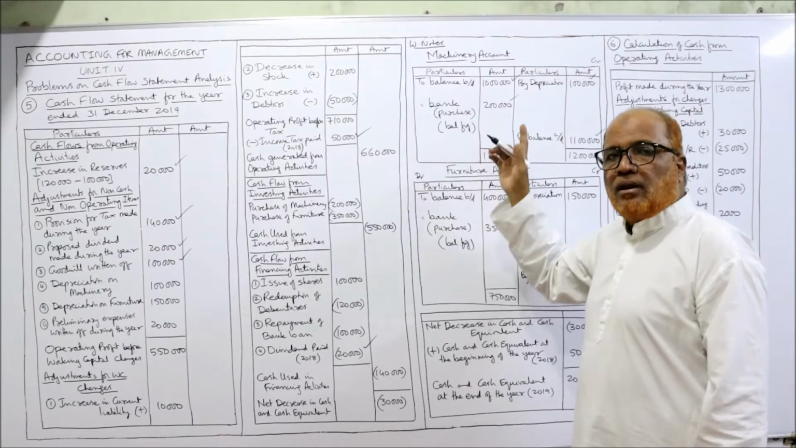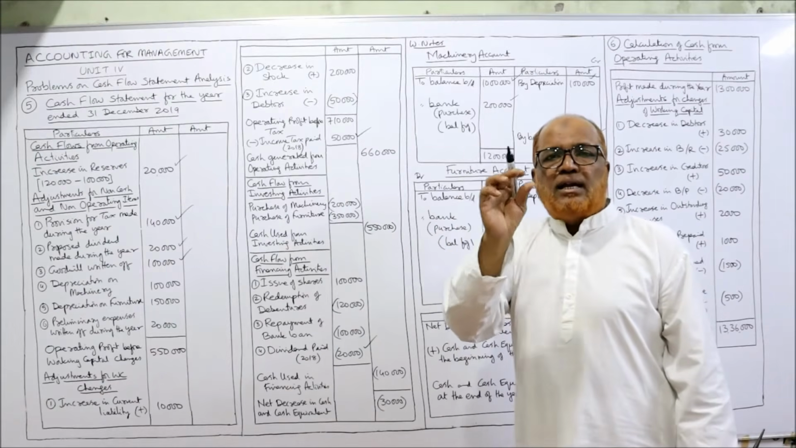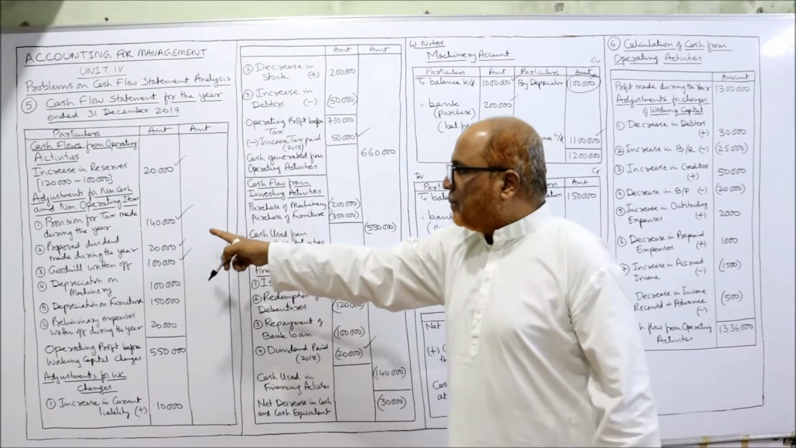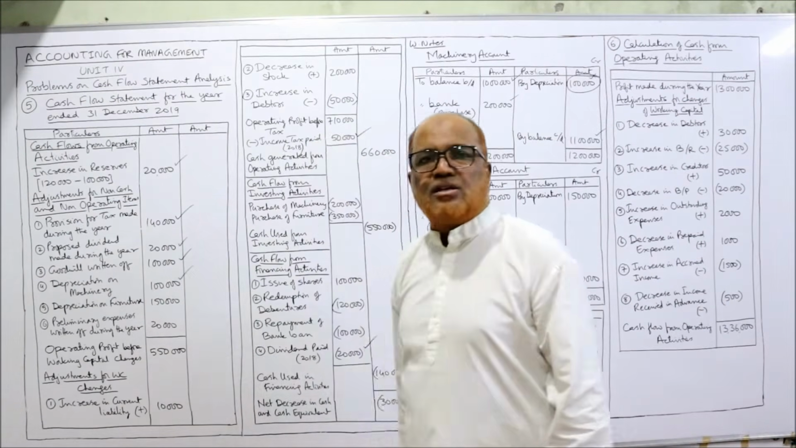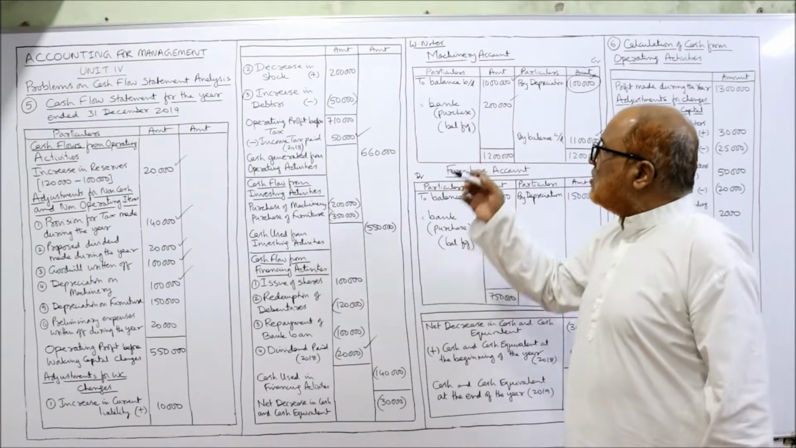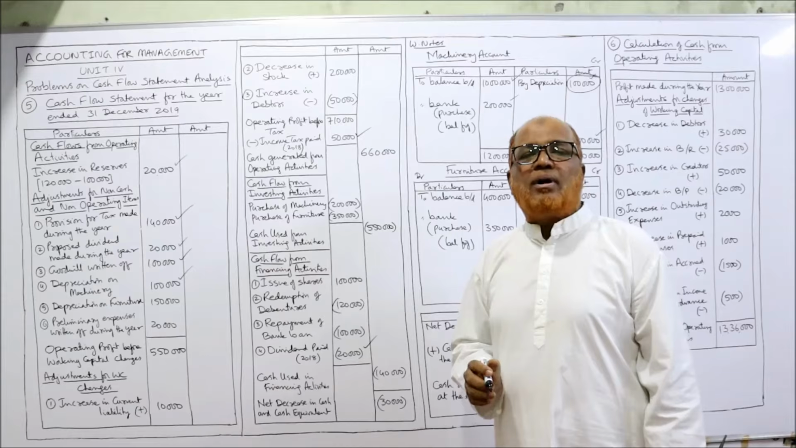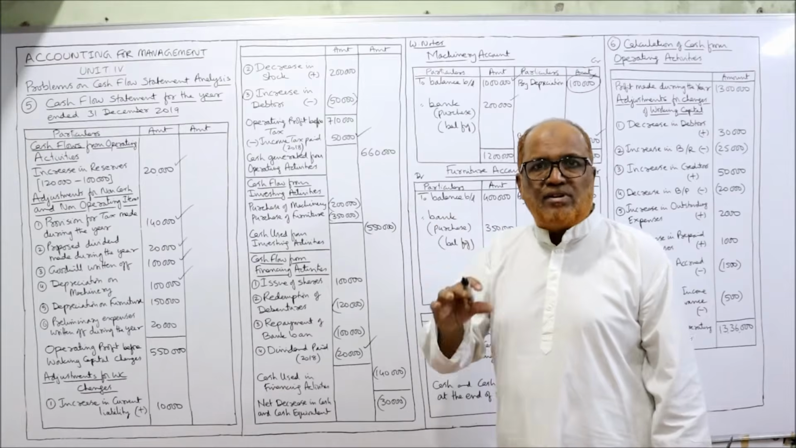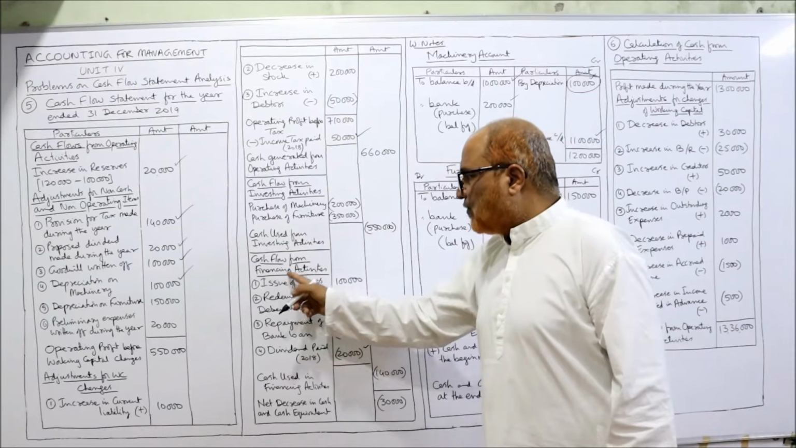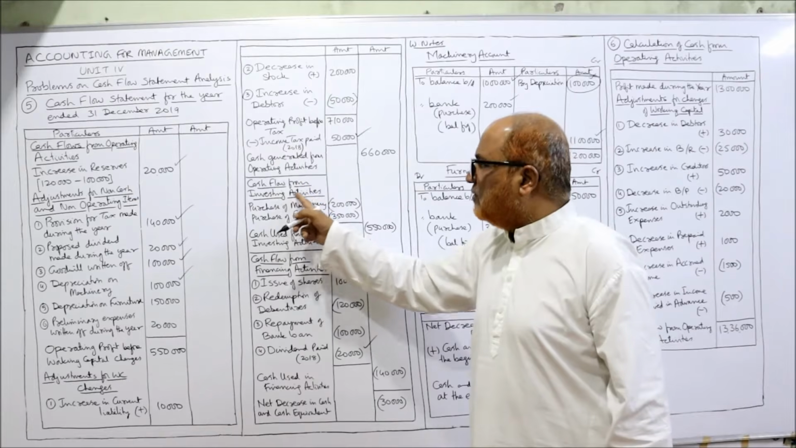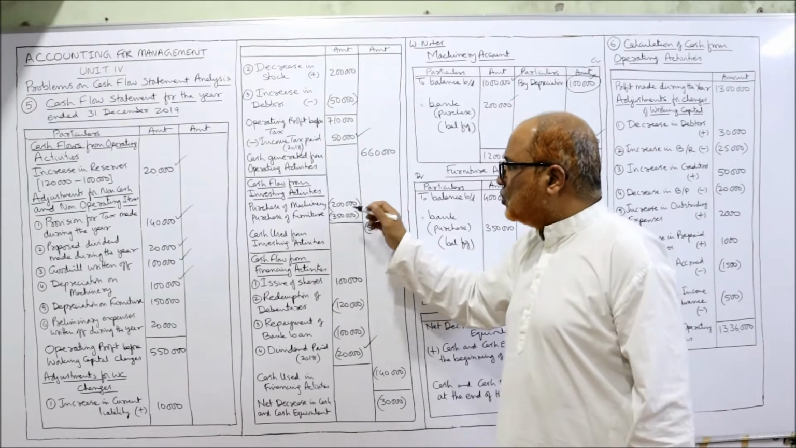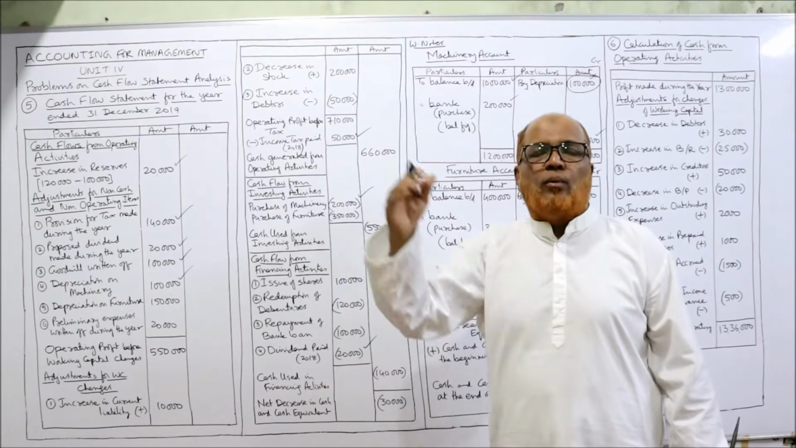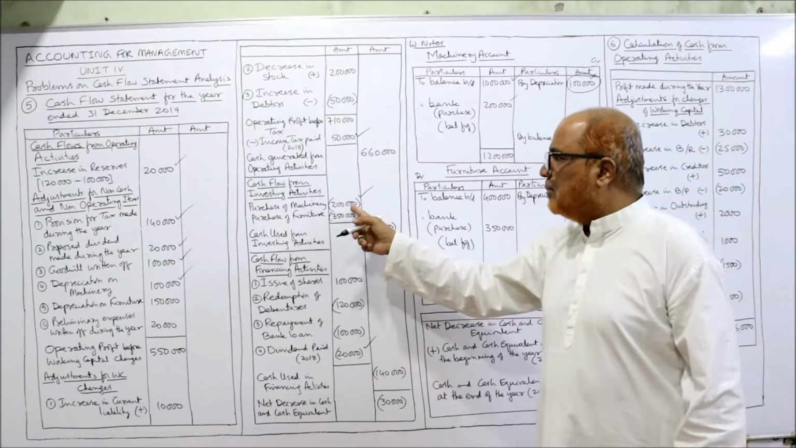Purchase balancing figure. Now where we should take these items? The depreciation 1 lakh should be taken under non-cash. The depreciation on machinery 1 lakh will be taken as non-cash. And purchase of machinery 2 lakh, it will come under investing activity. When we purchase the fixed asset, it's an investing activity. So this is cash flow from investing activity. Purchase of machinery 2 lakh in bracket. When we purchase the machinery, there is cash outflow. Money is going out. That's why in bracket.